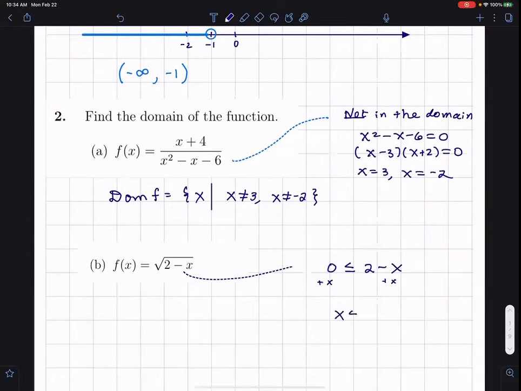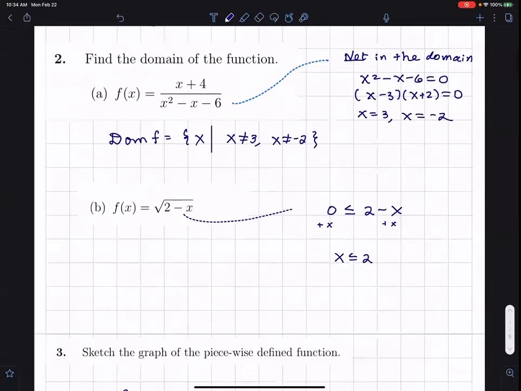So I get x less than or equal to 2. Remember, for inequalities, if you multiply or divide by a negative, you flip the direction of the inequality. For this one, I am going to use interval notation. I think it's convenient to use interval notation here, but you could use set builder notation: it's all x such that x is less than or equal to 2.